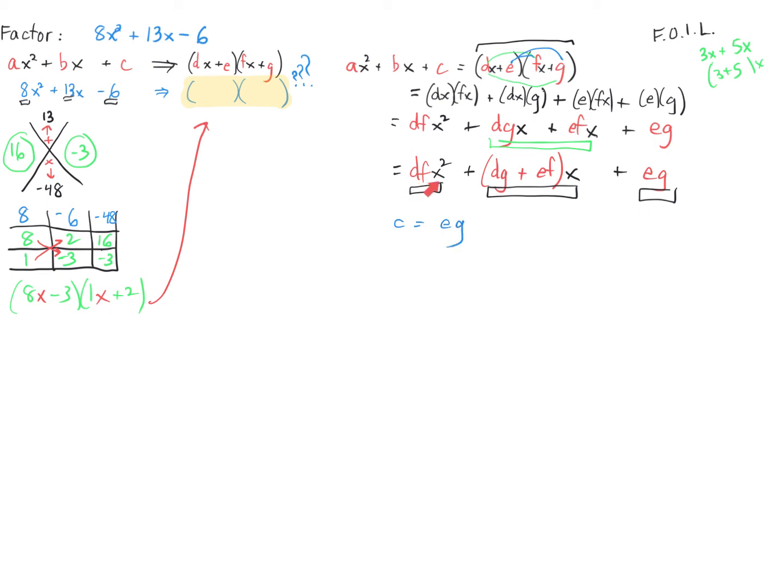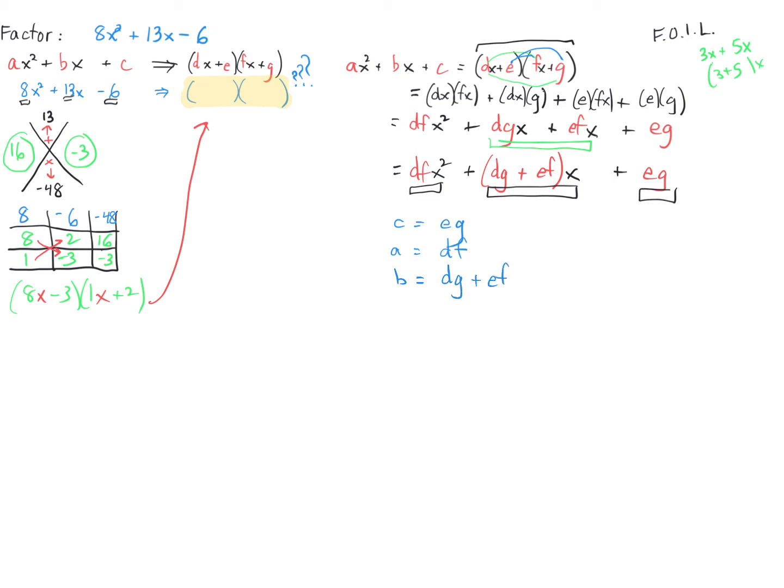The coefficient on x squared, they're equal. DF must be equal to A. And finally, the coefficient on the x term is dg plus ef. Now, the coefficient on the x term is b. Those coefficients must be equal. So b must be equal to dg plus ef.